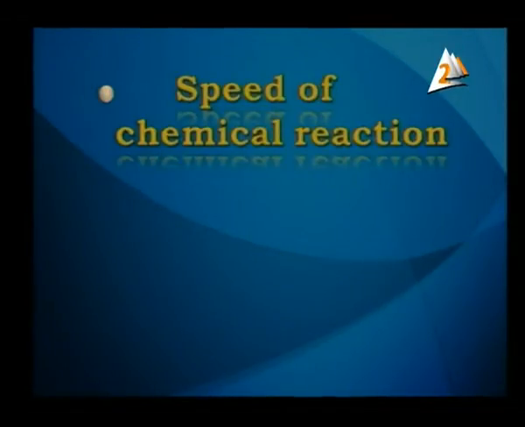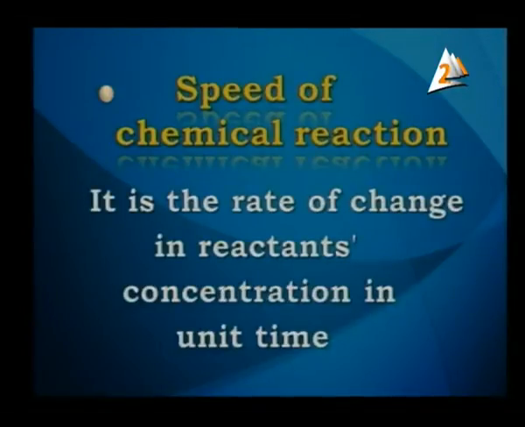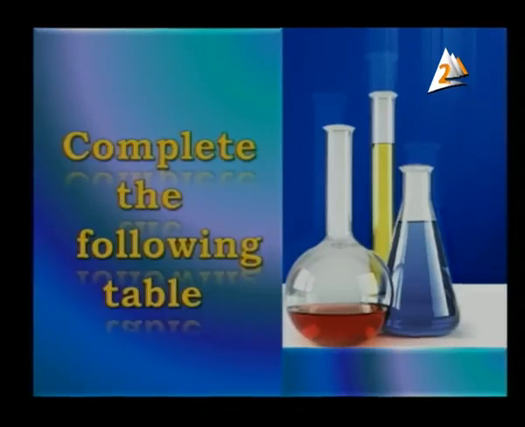Speed of chemical reaction. It's about unit 1. We have a speed of chemical reaction. What's meant by this? It's the rate of change in reactants concentration in unit time. What's meant by unit time here? 1 minute, 1 hour, 1 month, 1 day, any unit of time. Let's go to see another type of question here.